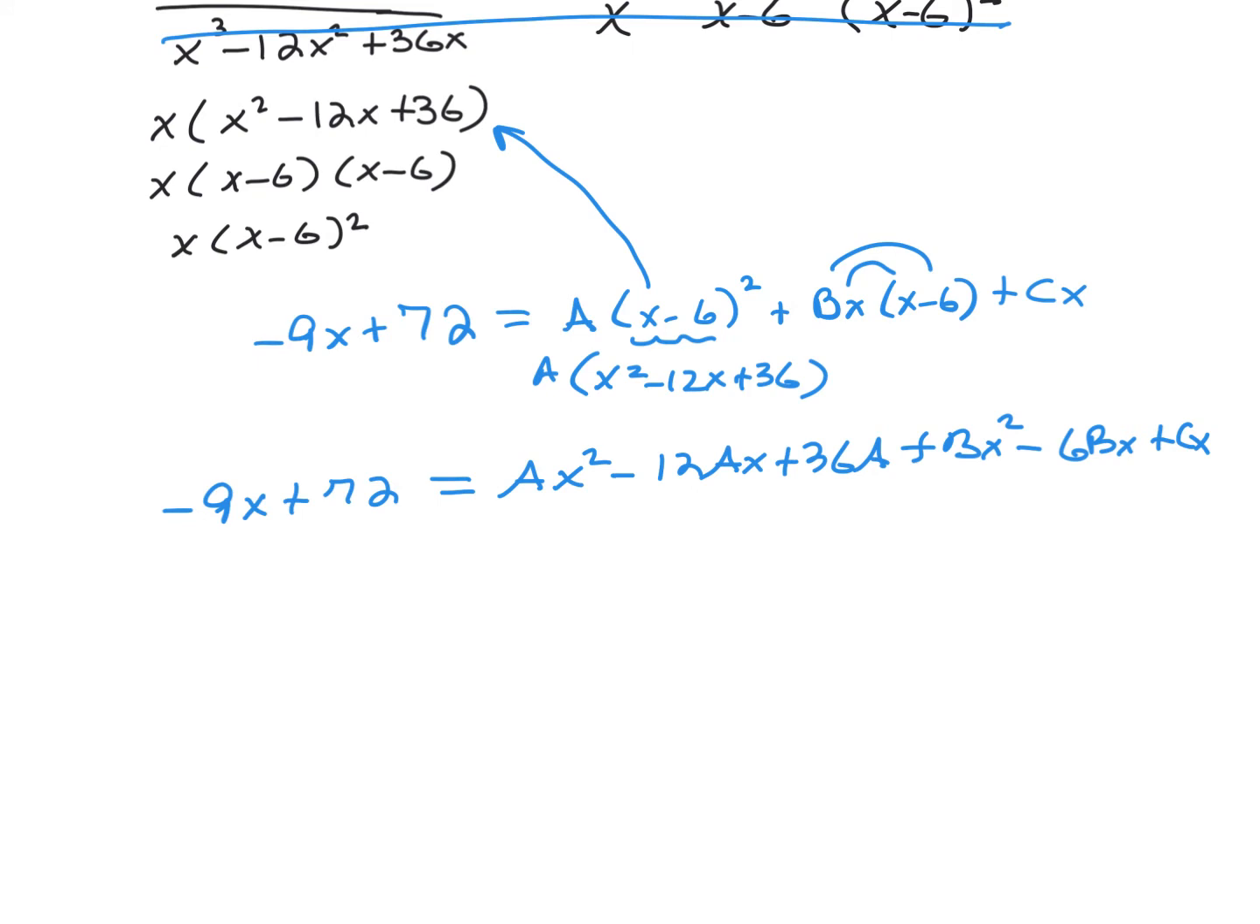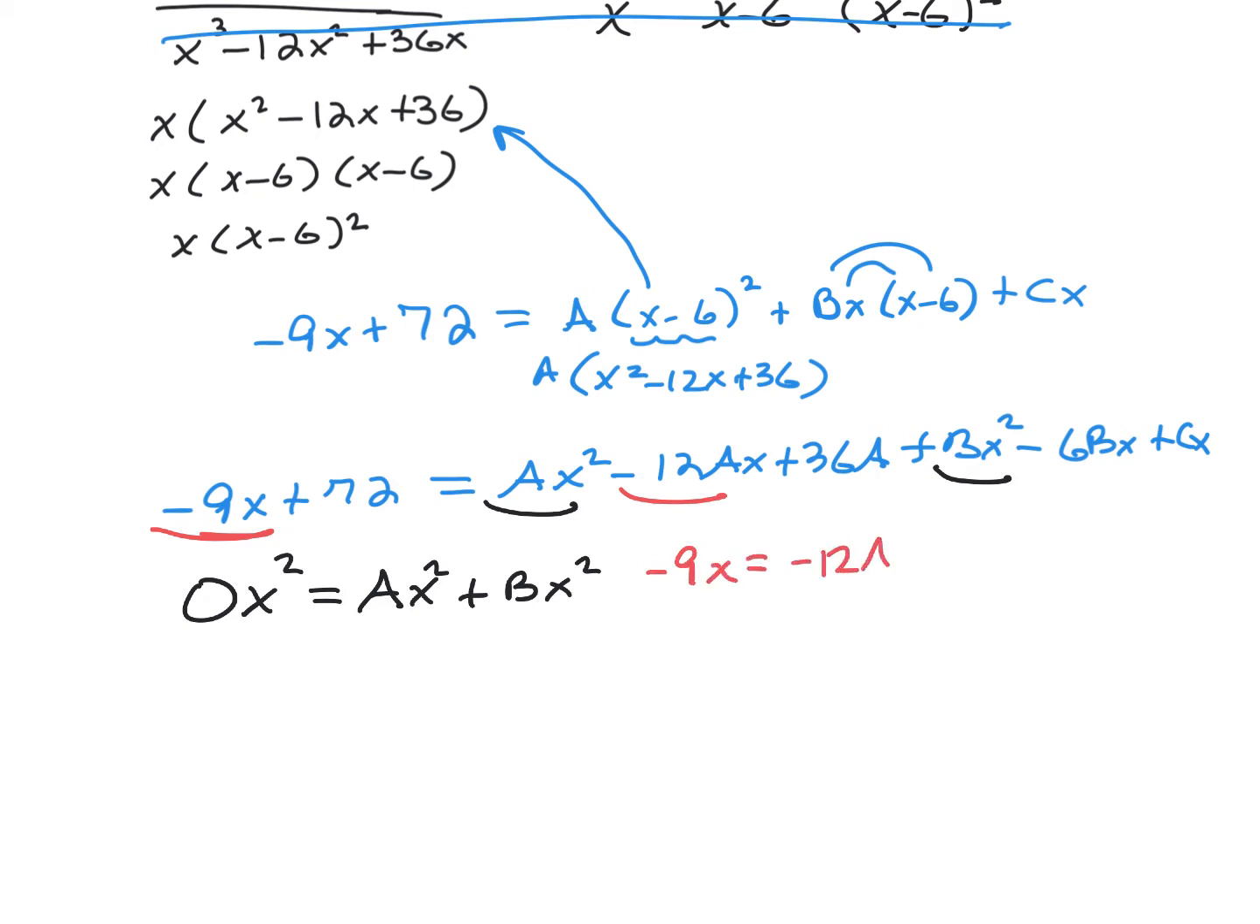Okay, now notice over here on the left side, there's no x squared term. So when I go to do my x squareds, I'll just do a 0x squared here. And then I've got the Ax squared and the Bx squared. So I can go ahead and write 0x squared equals Ax squared plus Bx squared. Then I can go and get all my x's. So I have negative 9x equals negative 12Ax, and then I have a negative 6Bx, and a Cx.